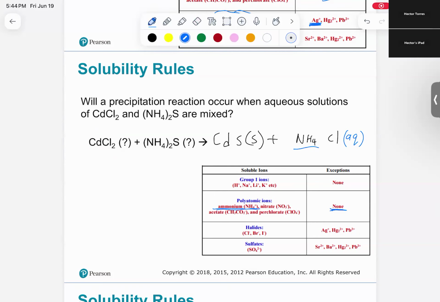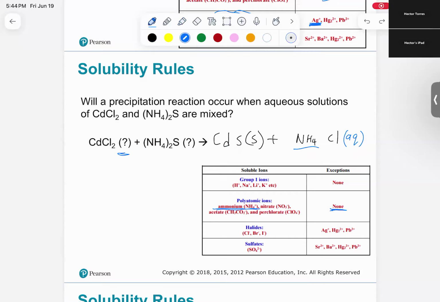Okay, so make sure to go through those steps. Make sure to first predict the products by swapping these. Okay. Second, balance out those charges. See if you need to add any more. Okay. And then last step is to check solubility.